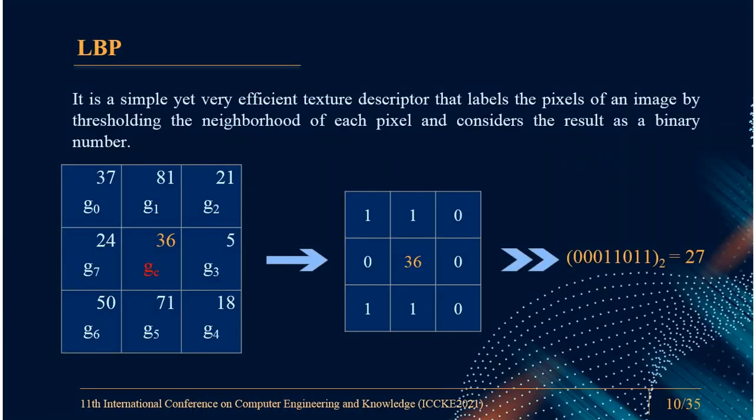First feature is LBP. It is a simple yet very efficient texture descriptor that labels the pixels of an image by thresholding the neighborhood of each pixel and considers the result as a binary number. As you can see, each pixel is compared to the center pixel. If it is bigger than the center pixel, it will be 1, and if it is smaller than the center pixel, it will be 0, and then we calculate the binary value.